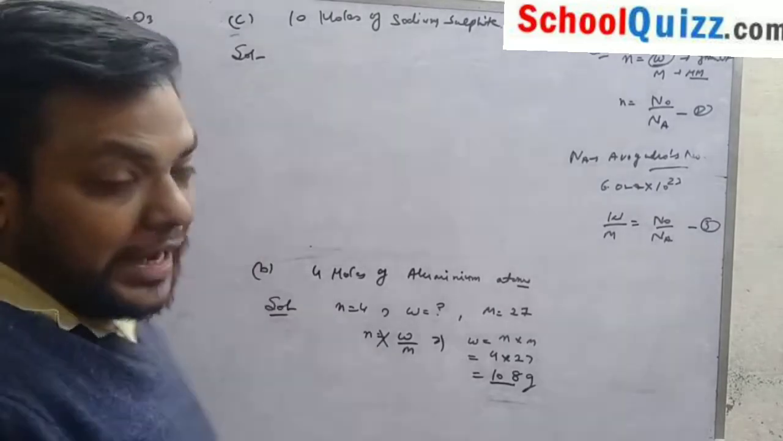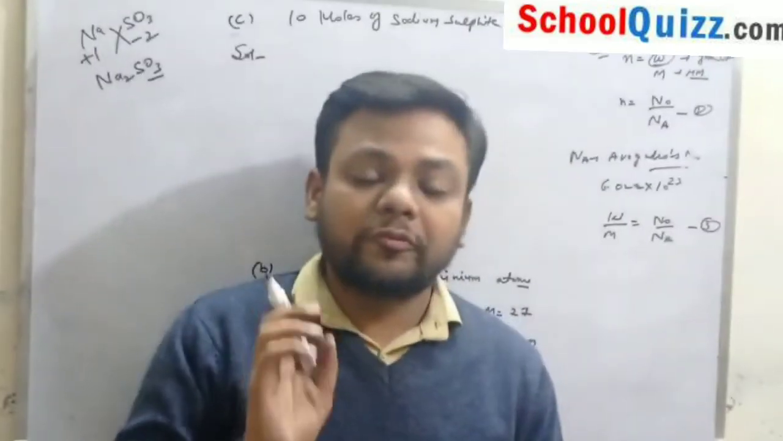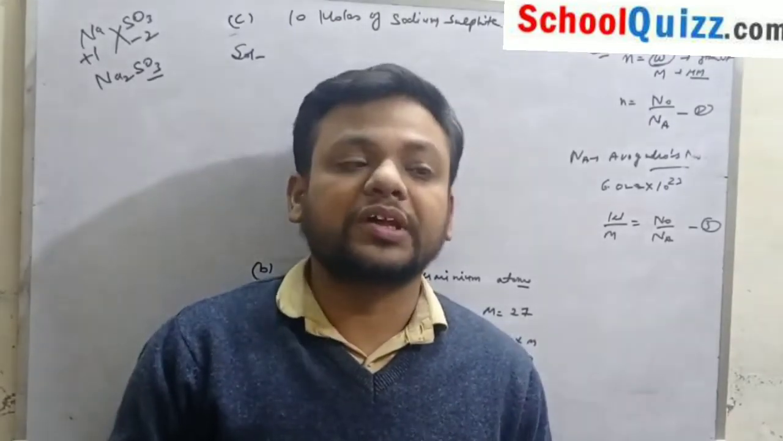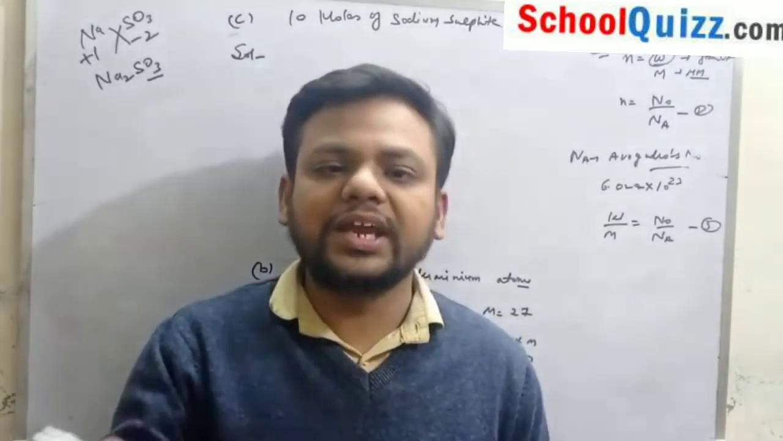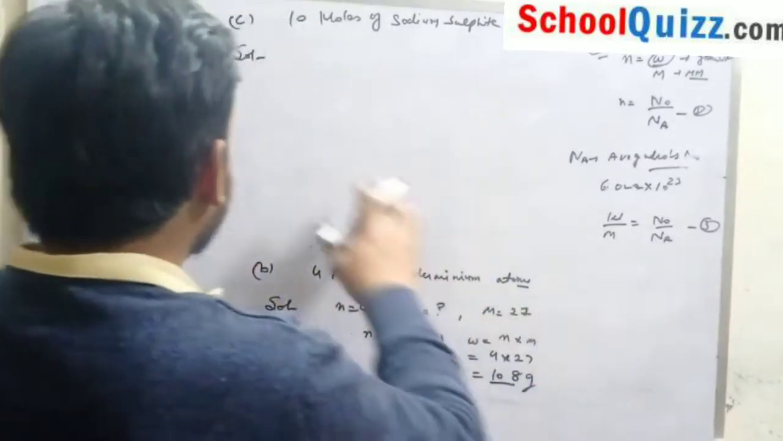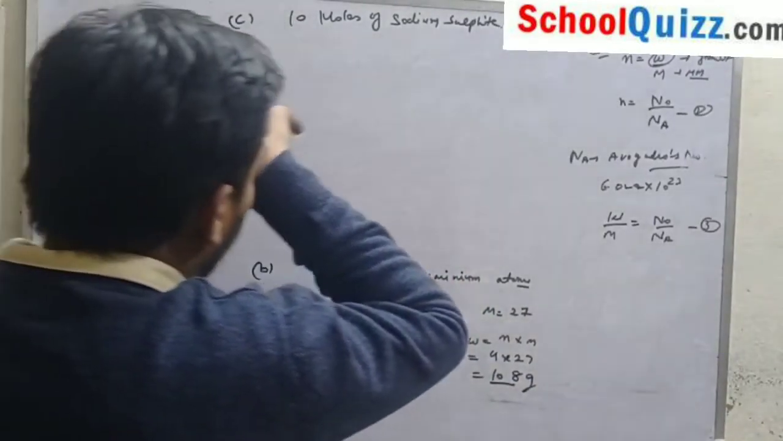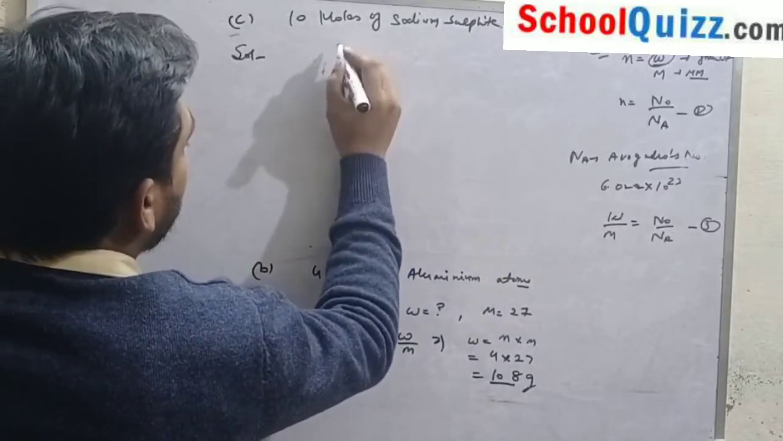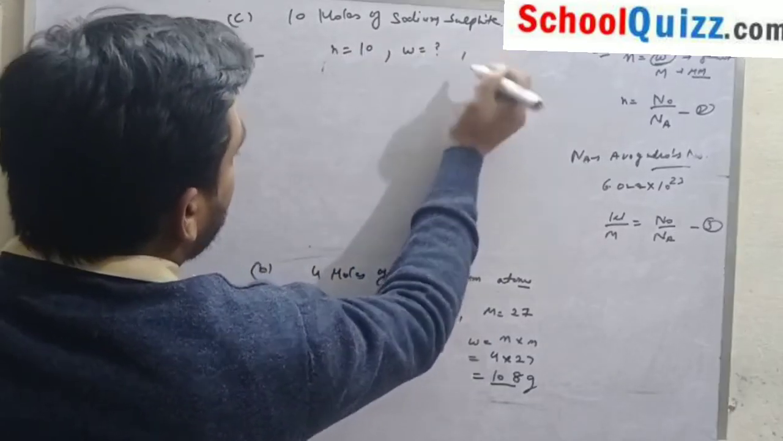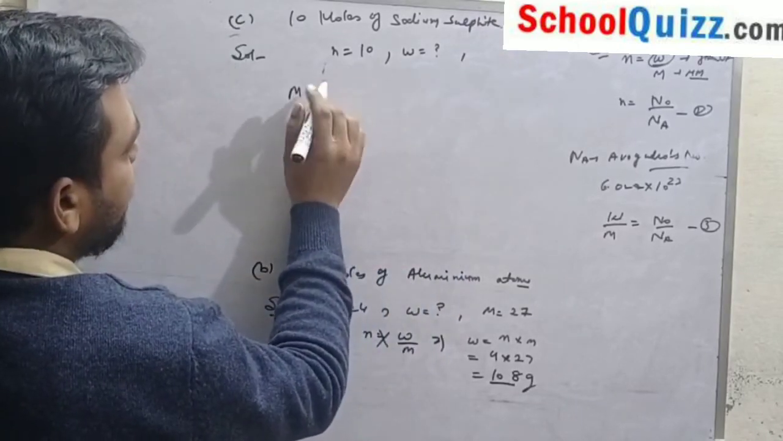So that is Na2SO3. Sulfite is SO3 2 minus, whereas sulfate is SO4 2 minus. Don't get confused. Sulfite is SO3 2 minus. So simply we have to calculate W. n is given, n is 10. Weight we have to find, and molecular mass we will calculate.